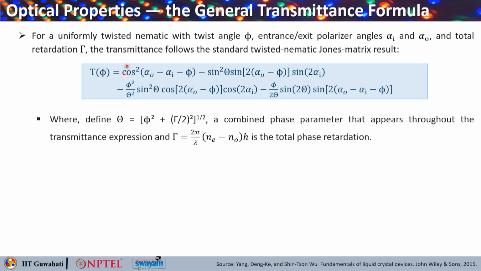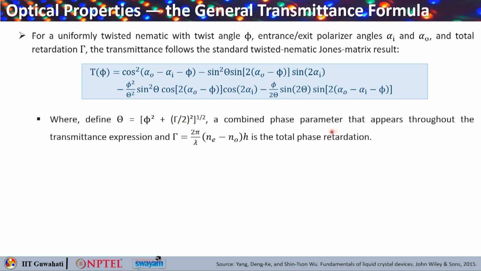So you can write T phi equals cos square of alpha O minus alpha I minus phi, minus sin square theta, sin 2 alpha O minus phi into sin 2 alpha I minus phi, by theta square. We will see what this capital theta is all about. Sin square capital theta, and then you have cos 2 alpha O minus phi into cos 2 alpha I minus phi, by 2 theta sin 2 theta, into sin 2 alpha O minus alpha I minus phi. So this is the equation that gives you the transmittance, where you define capital theta as the square root of phi square plus gamma by 2 whole square.